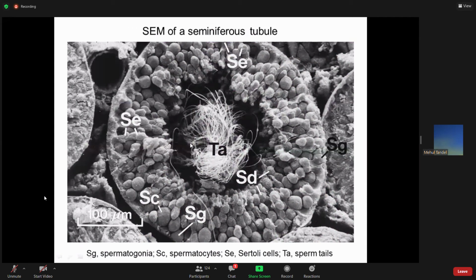seminiferous tubules. This is a scanning electron microscope image. There are different other types of cells. PM is the tail of the sperm. It is written here: S means spermatogonia, S means spermatocyte, and S means Sertoli cells. This is the Sertoli cell, a supporting cell.